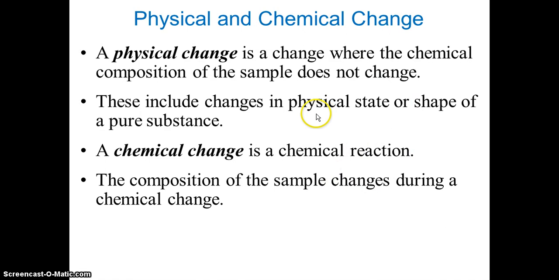Now we are going to discuss physical change and chemical change. Physical change is a change where the chemical composition of a substance does not change. This includes shape and physical state of a pure substance. Chemical change is a chemical reaction, in which the composition of a sample changes.